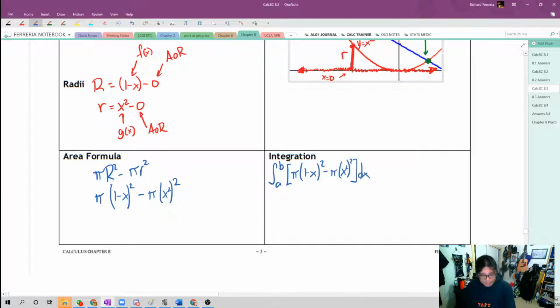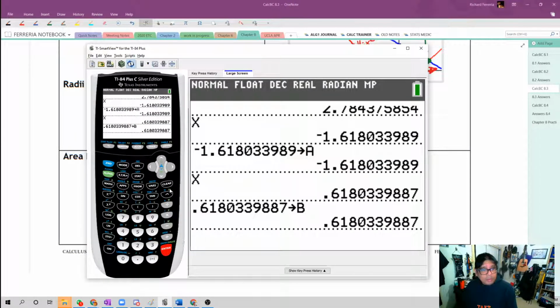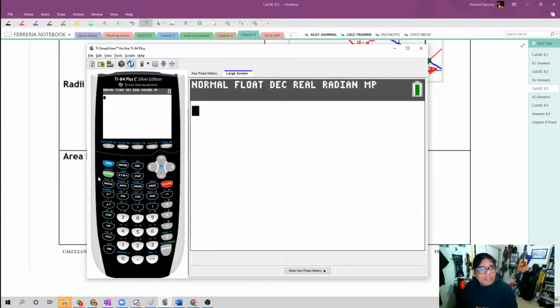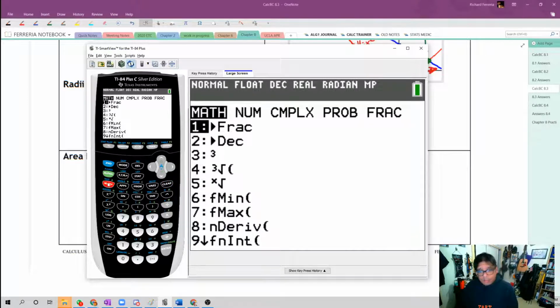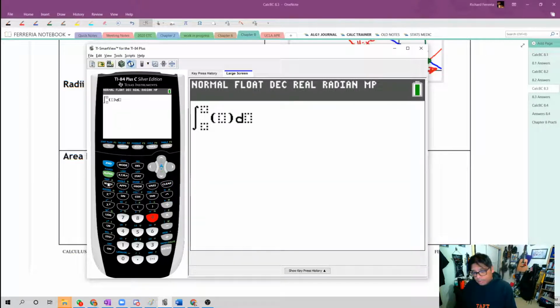So at this point, we needed a calculator, or you had to have a calculator to get those points of intersection anyways. So as long as you're using your calculator, you might as well integrate with your calculator. So let's grab our calculator and we'll integrate. Math, integrate from A to B, because we stored those values already.